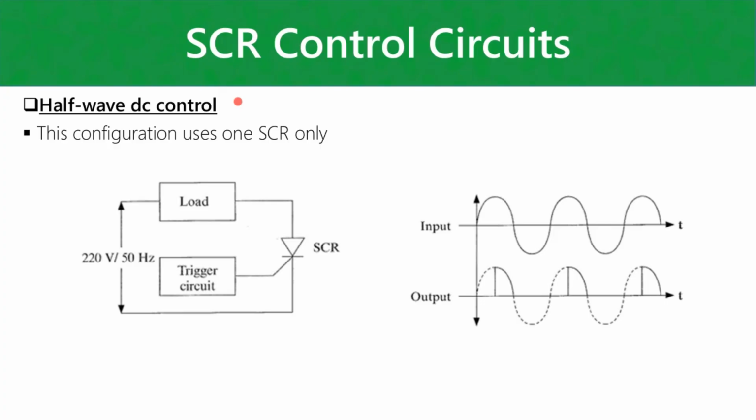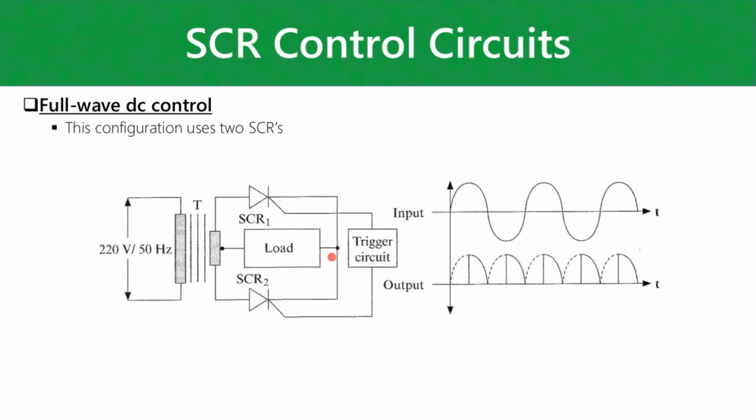Now, pretty much the only example of half-wave DC control would be essentially a half-wave rectifier making use of an SCR. So you have your load in series with an SCR, and you have a trigger circuit. Depending on where you set your conduction angle, that's going to give you an output. It's pretty much going to look like that, like a half-wave rectifier with a diode, but you can adjust when this diode conducts.